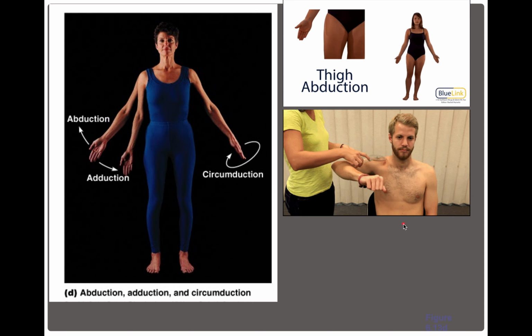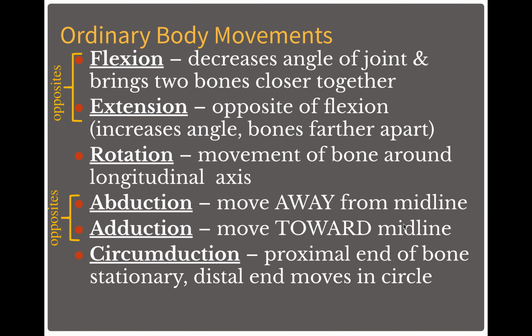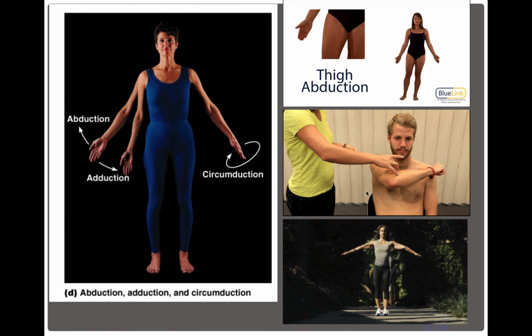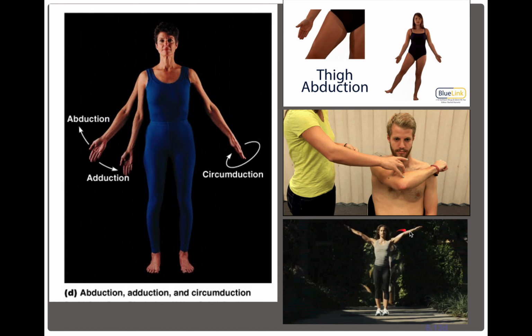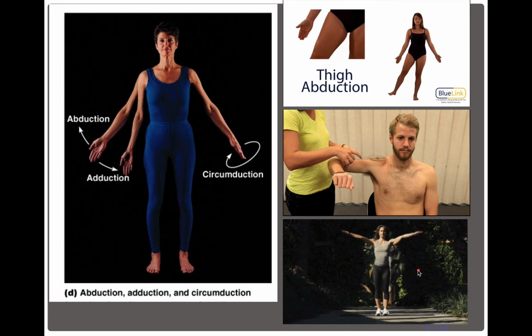Now, circumduction sounds like rotation. What circumduction is, let me go back to the definition over here, is that the proximal end of the bone is stationary and the distal end moves in a circle. Now, this is quite confusing. You see circle and it makes you think rotation. But circumduction basically means, like circumference means circle, you're drawing a circle in the air with that body part. So this is circumduction. You're moving your arms so that you're drawing a circle with those limbs.